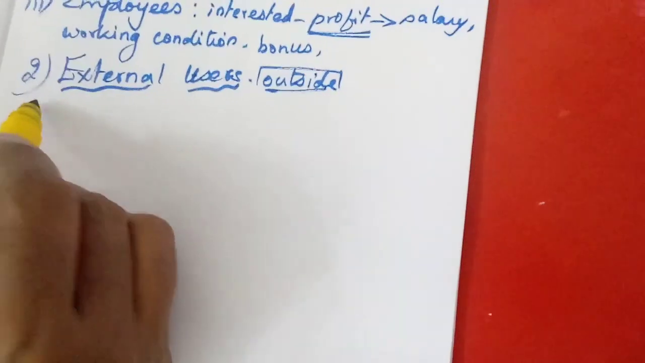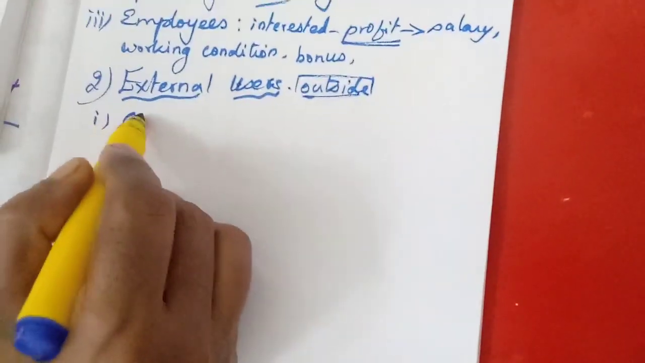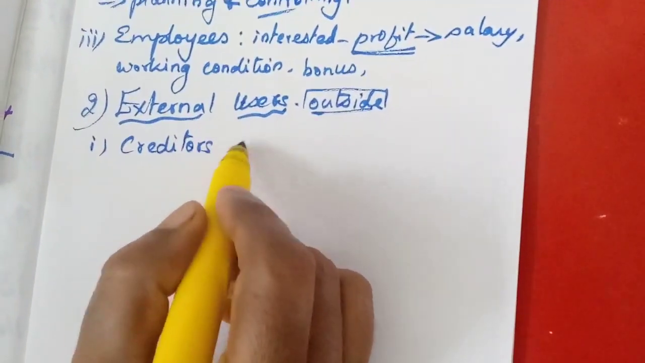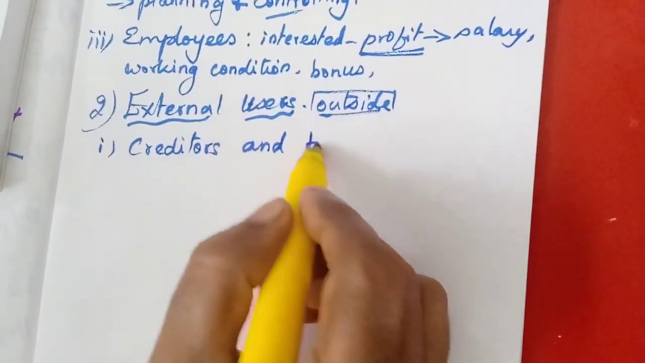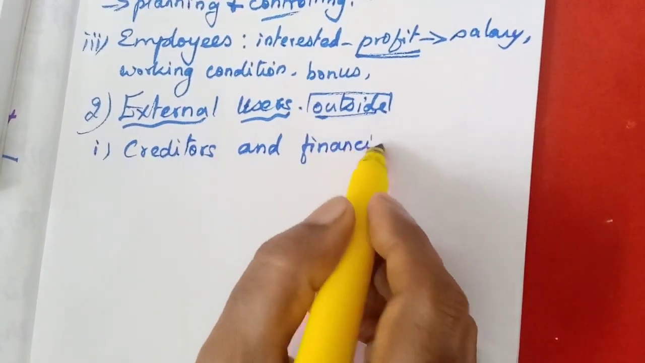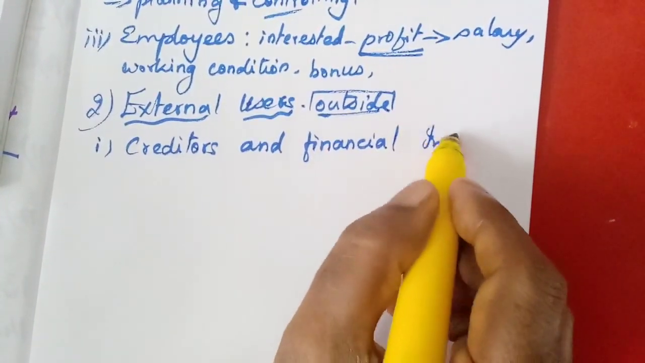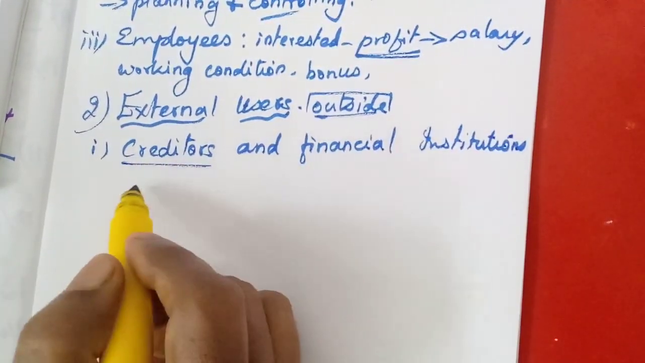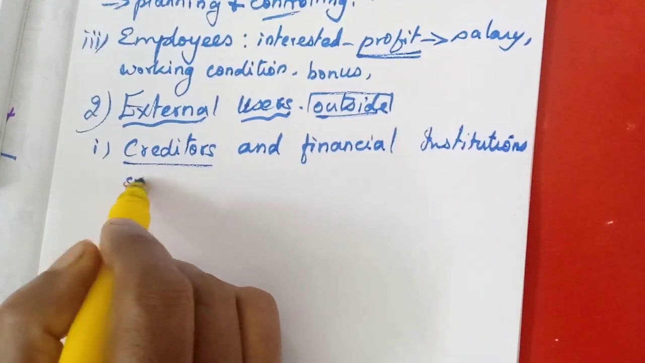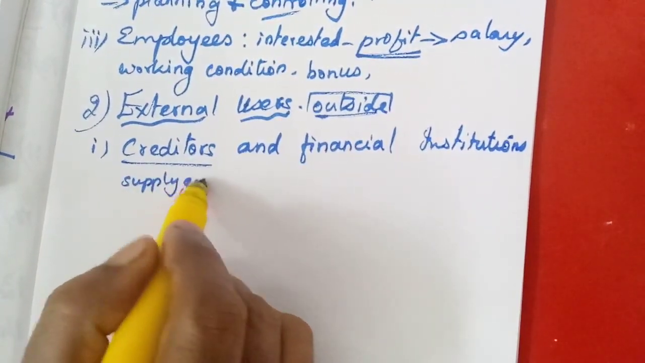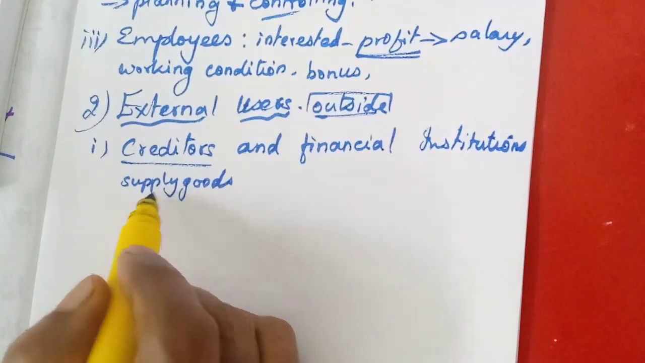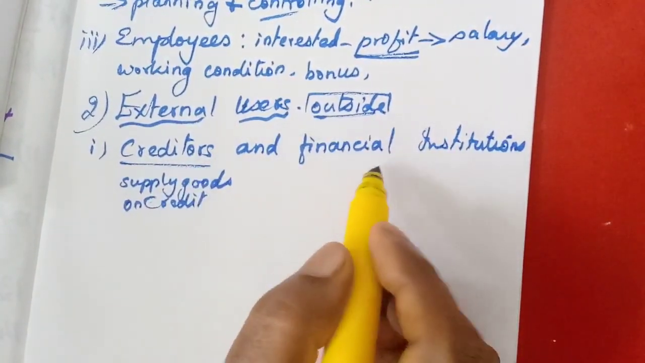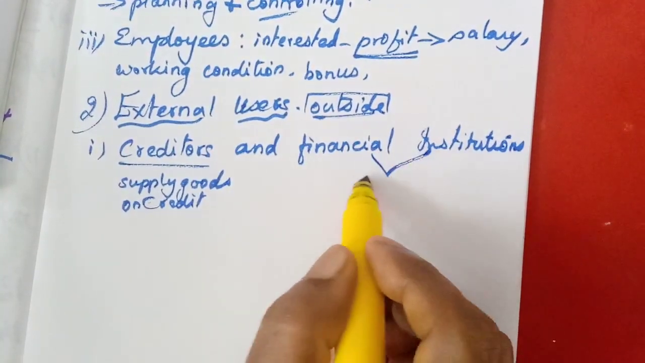The first people are creditors and financial institutions. First you should know who are creditors. Who are creditors? We have learnt, isn't it? Who are creditors? Those who supply goods on credit for us. Okay? Supply goods on credit. They are the creditors. Then financial institutions, what do they provide?